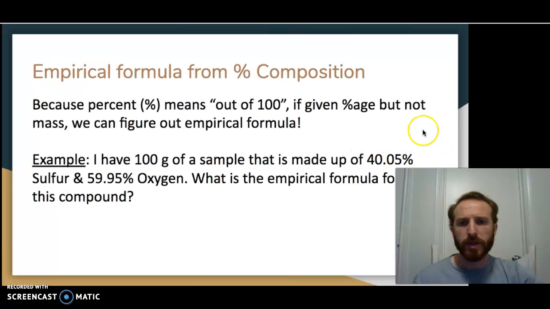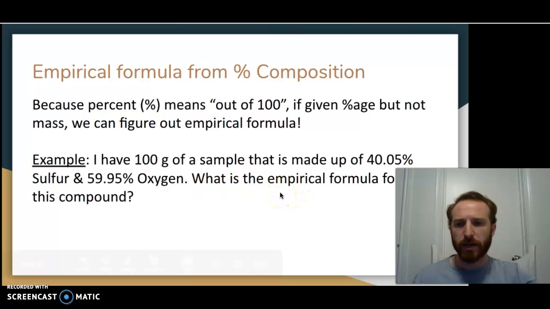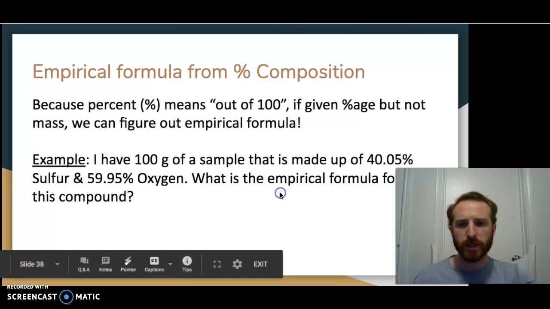Now, what about the empirical formula from the percent composition? Because percentage means out of 100, if I'm given a percentage but not masses, we can still figure out the empirical formula. So let's look at an example. I have 100 grams of a sample that is made up of 40.05% sulfur and 59.95% oxygen. What is the empirical formula for this compound?